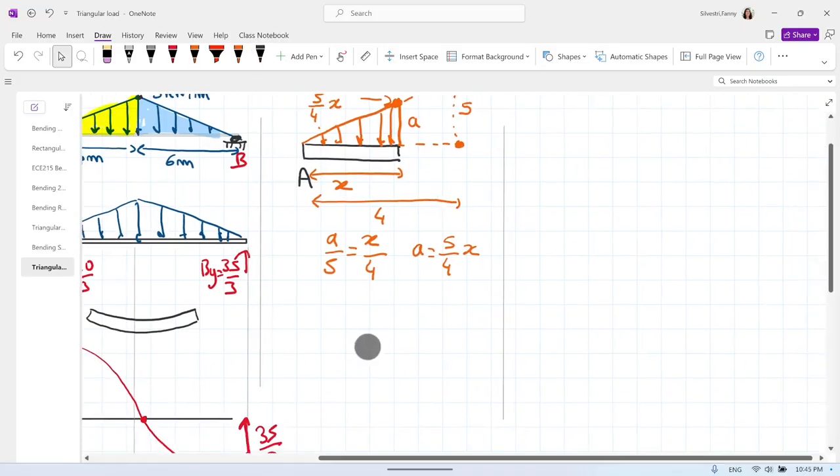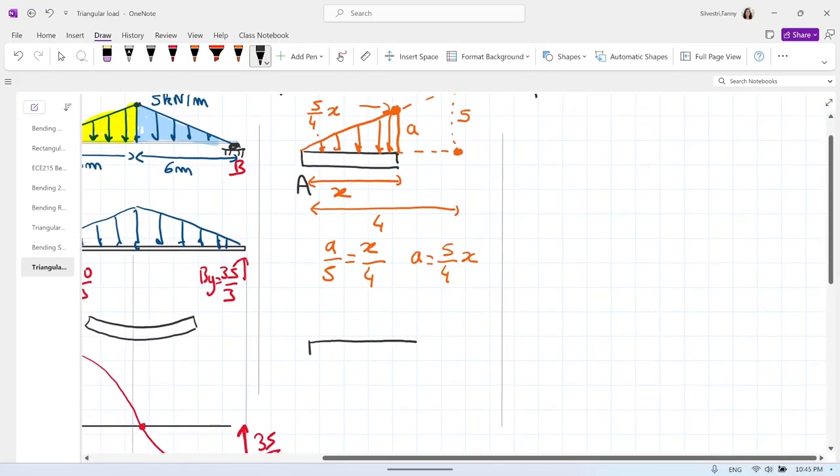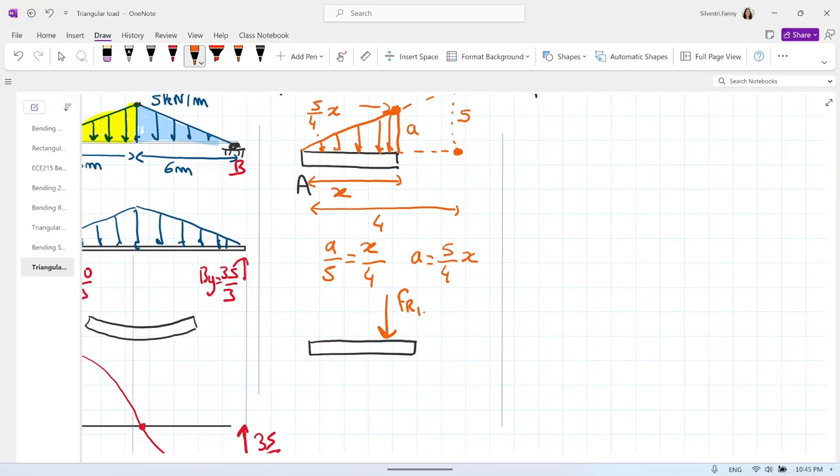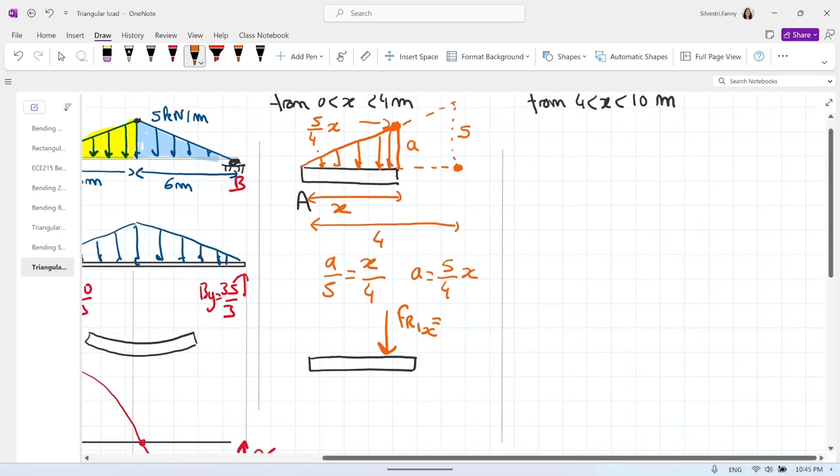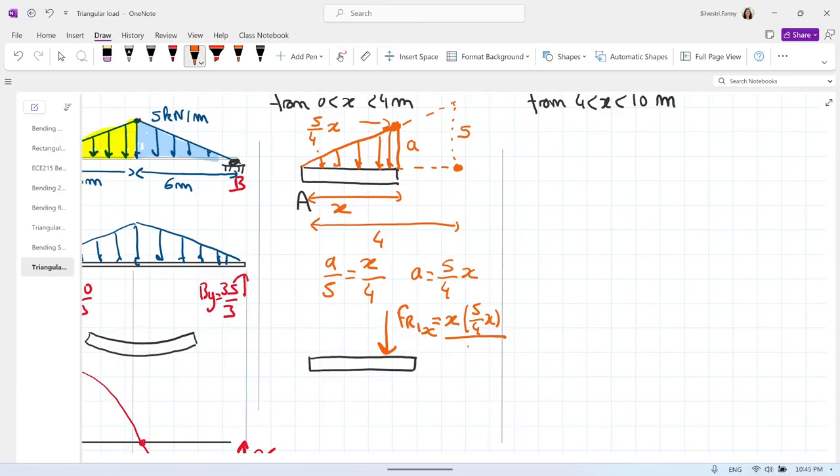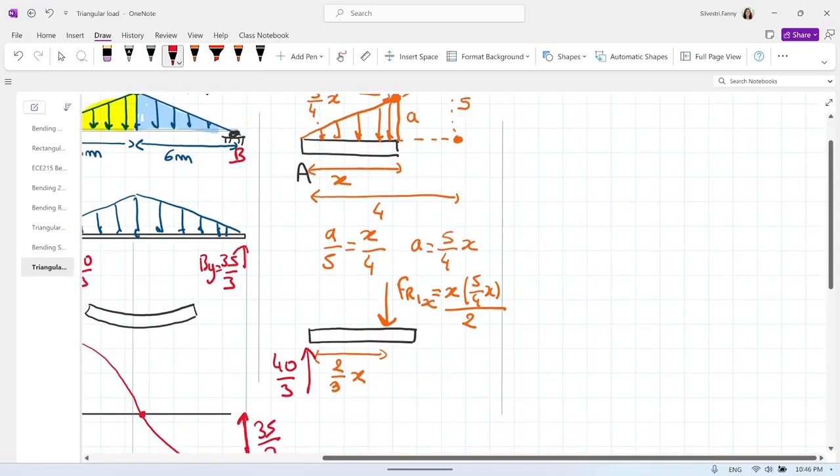So now I can draw my little piece of beam again, replaced by FR1, but just for the distance from 0 to x. And this is equal to what? This is equal to the length of the beam, that is x, times the force, that is 5/4 of x, divided by 2 because it's a triangle. This force is at the distance of 2/3 of x from the tip, and we have the ay, that is 40 divided by 3 kilonewton.